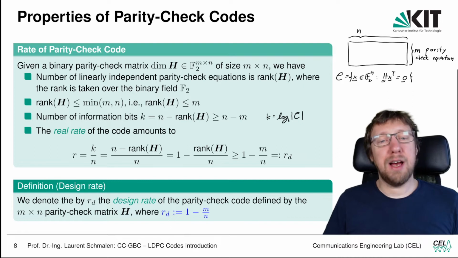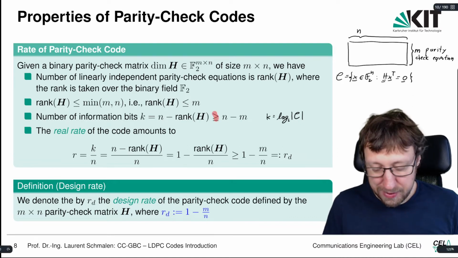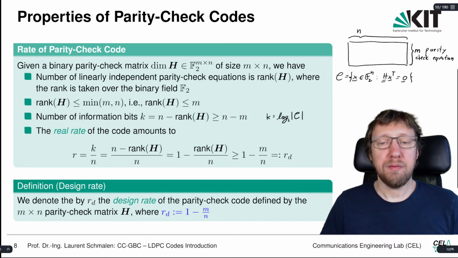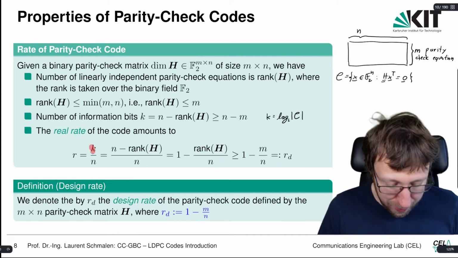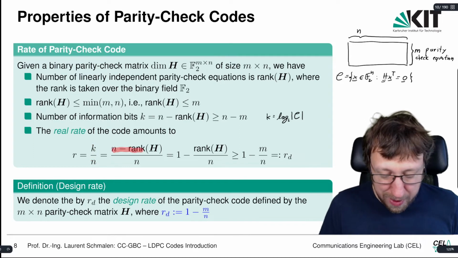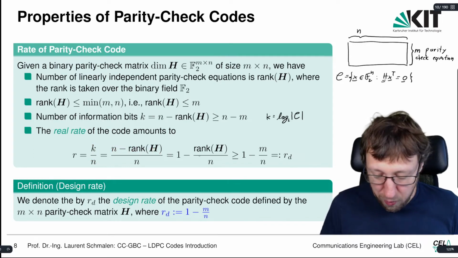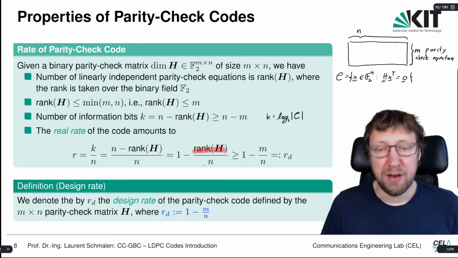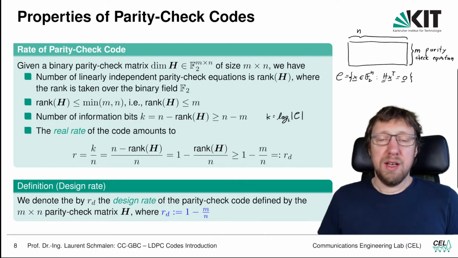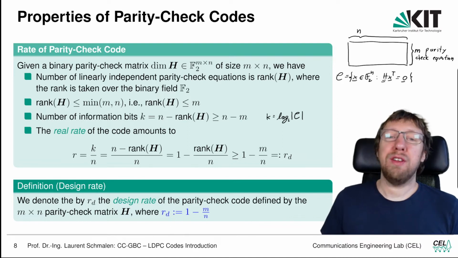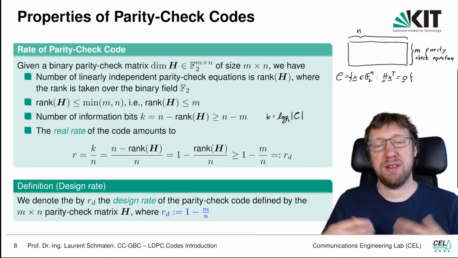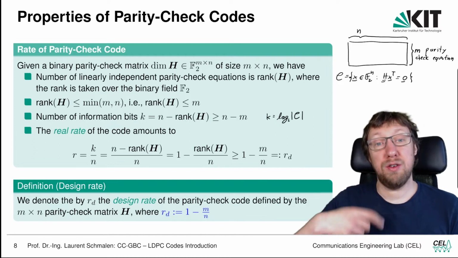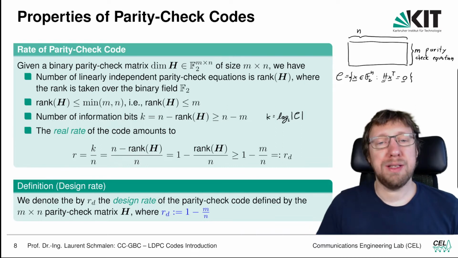Now, because the rank is upper bounded by m, the number of information bits is larger than or equal to n minus m. So now we can define the rate of the code, and unfortunately it doesn't look as nice. The rate of the code, K over n, is equal to n minus the rank of H over n, or 1 minus the rank of H divided by n. So the rate of the code depends on the rank of the parity-check matrix. That's a little bit unfortunate, because it's a number that depends on the realization of the code, and we always need to check it.